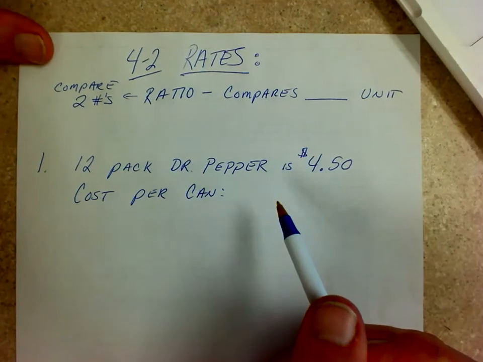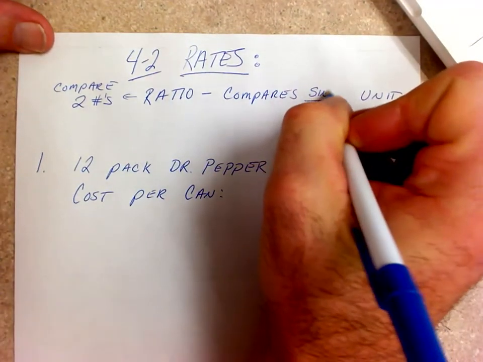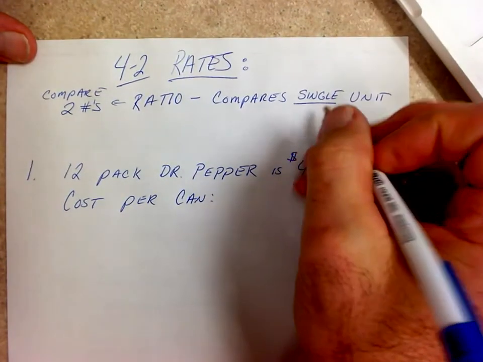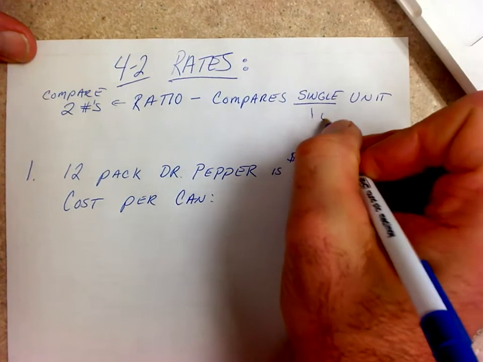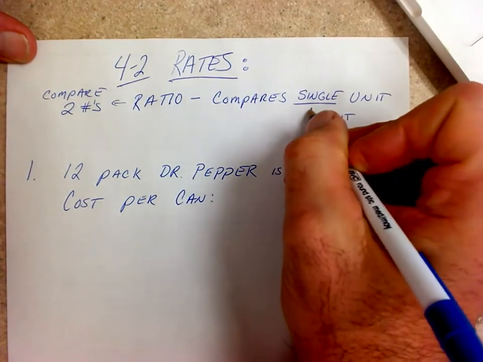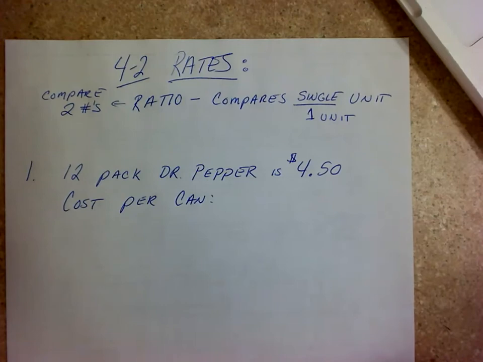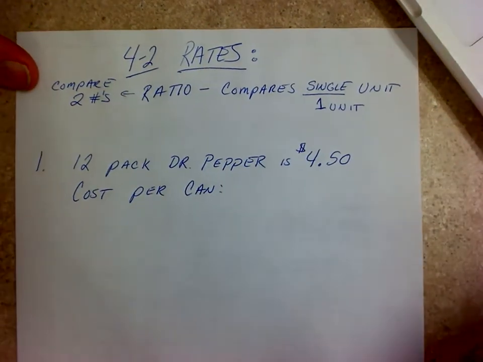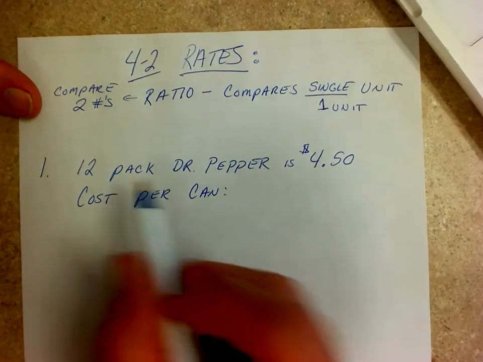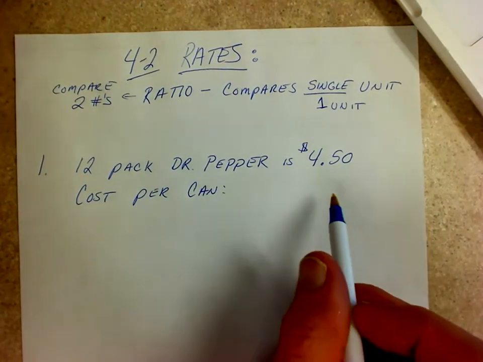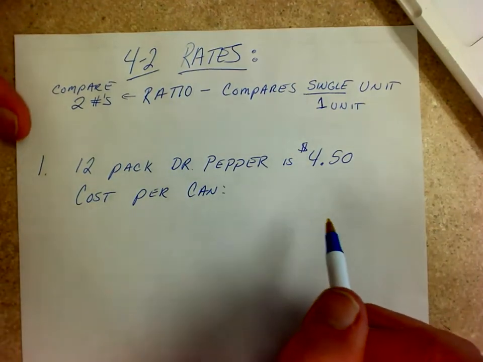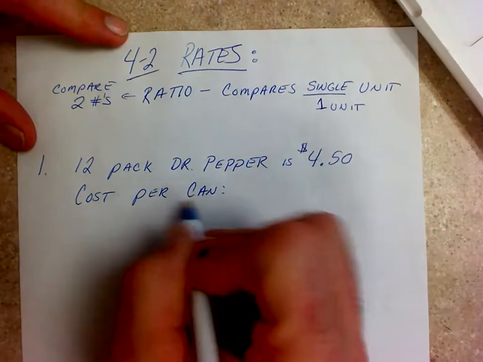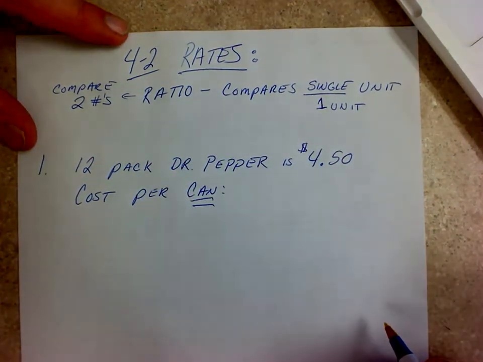It's a rate if it compares a single unit. In other words, what's one unit? Anytime we are comparing to one unit, we refer to that as a rate. For example, our first example here: a 12 pack of Dr Pepper costs $4.50. What's the cost per can? This is a unit rate problem because it just wants to know what's one can.